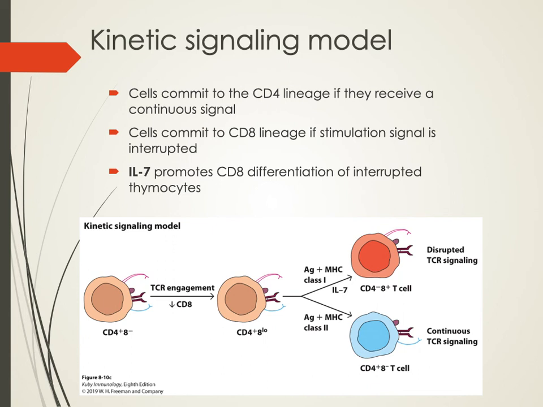And then with kinetic, again, it's about the duration, if you will, of the signal. So if it's a constant signal, it's going to say CD4, CD4, CD4, CD4. But if there's a break in that, the cell defaults into the CD8 lineage.